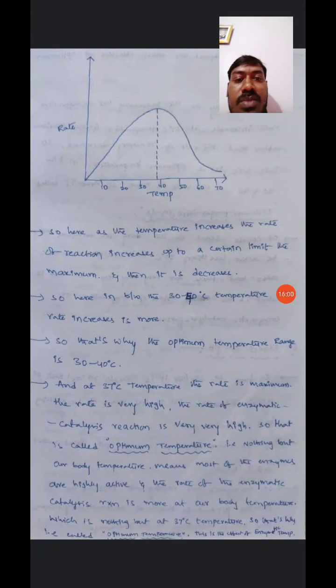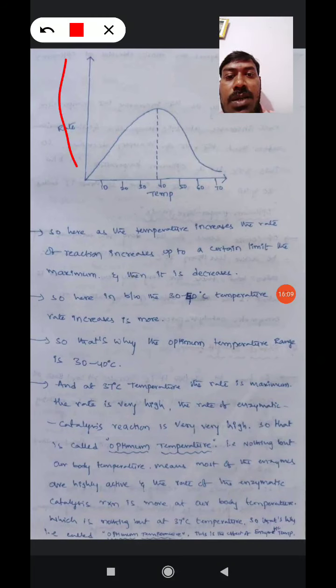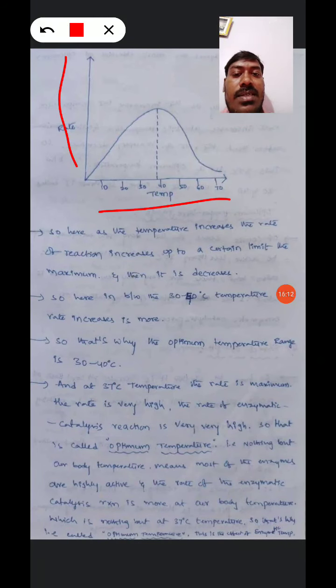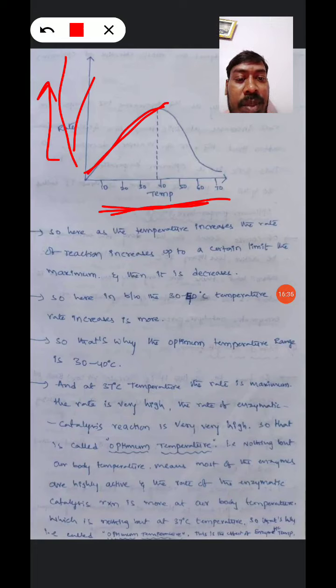So here, if you observe, this is the y-axis, this is the x-axis. Here we are taking the rate of reaction, and this is the temperature. As the temperature increases, the rate of reaction also increases up to a certain limit, the maximum, and then it decreases.